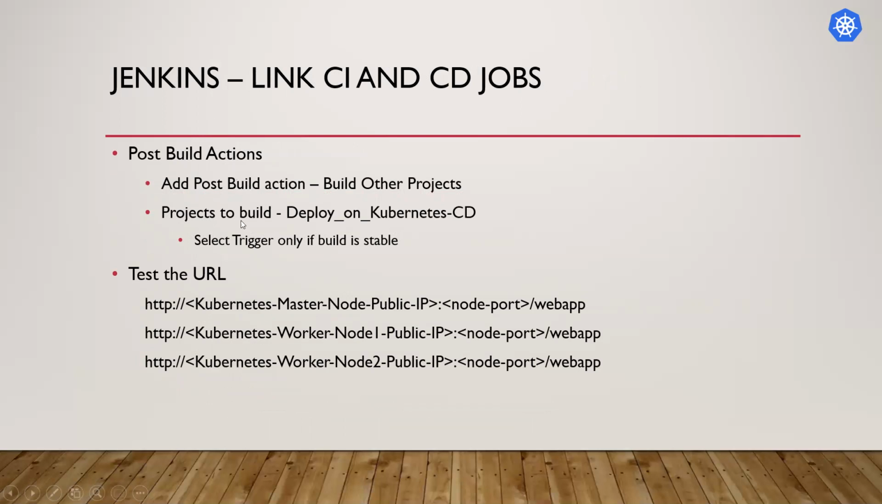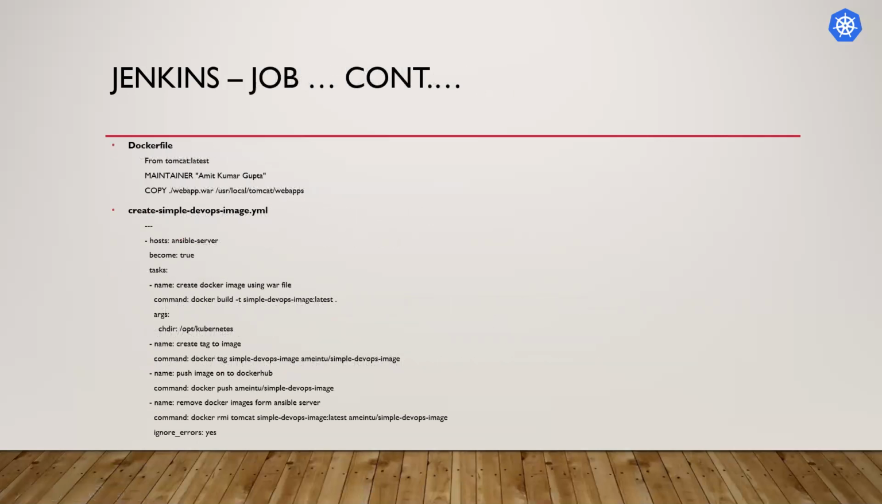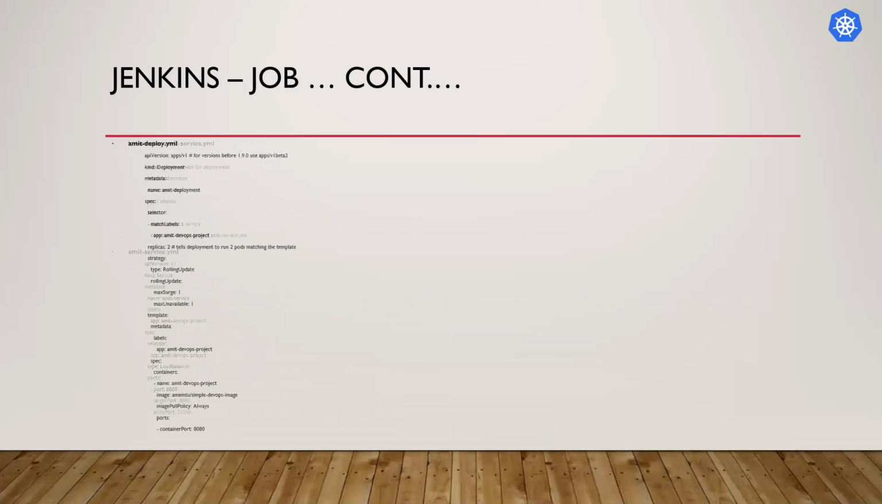After deploying these things, we can access the URL for the Kubernetes master node or worker node 1 or worker node 2 with the public IP, the node port and the web app. So we will access the same application in three ways, right? Because we have one master and two worker nodes. And these are the details for the files, which we will discuss later in this demo.